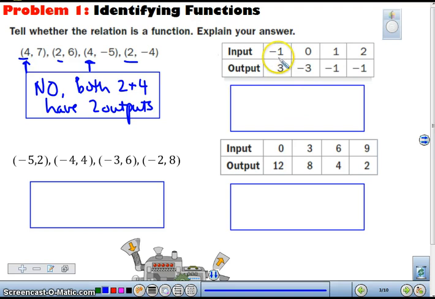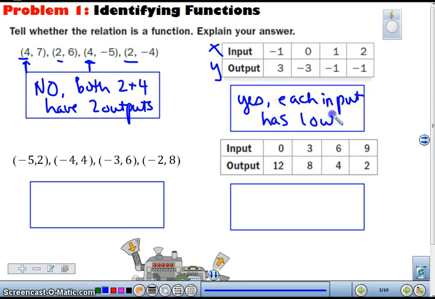If we look at this next one, we have -1, 0, 1, and 2. All different inputs, all different x values. The output is our y value. And as we look at those, even though 1 goes to -1 and 2 goes to 1, this one is a function. And we're going to say, yes, it's a function. Each input, that's going to be our reason. You're going to use this reason a lot on your homework. Each input has one output.